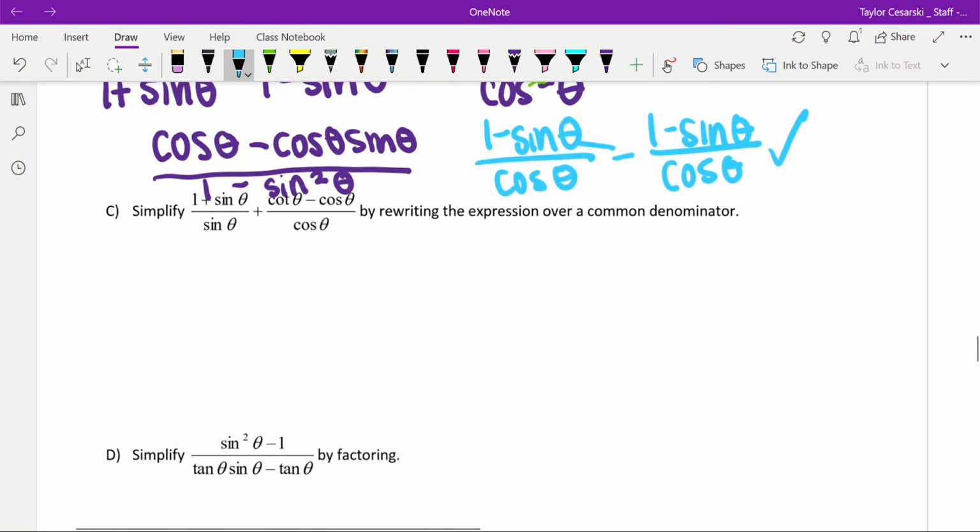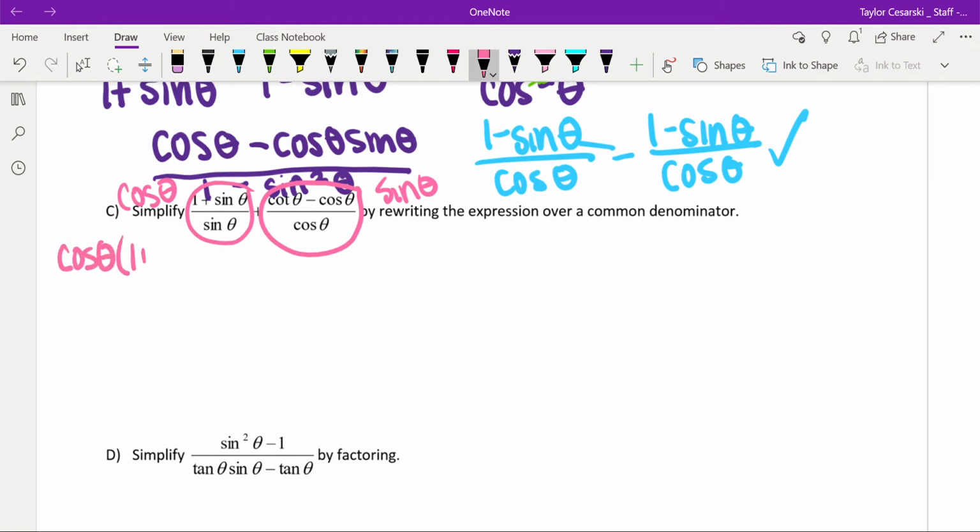Alright, next one. Simplify by writing the expression over a common denominator. So you see here that I have sine and I have cosine, so in order to get a common denominator, I'm going to have both sine and cosine. So I'm going to multiply the left one by cosine of theta, because that guy needs a cosine of theta, and I'm going to multiply this one by sine of theta. This one's going to be a little bit longer. Alright, so I have cosine of theta, 1 plus sine of theta, over sine of theta, cosine of theta.